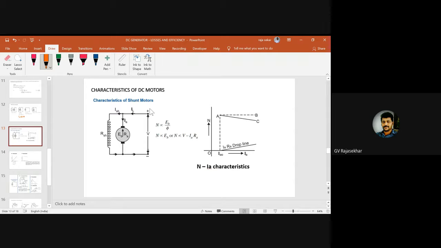So first is speed and current characteristics of a shunt motor. Let us see for shunt motors now. Speed and current. What is speed? What is current? Current is nothing but the current that is going into this armature. From the line, some current is going into this armature.